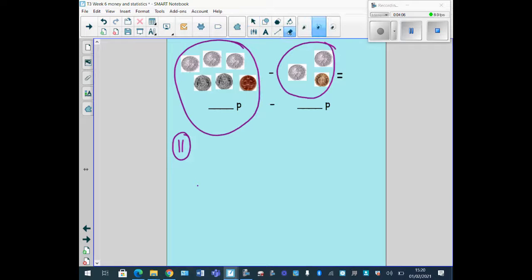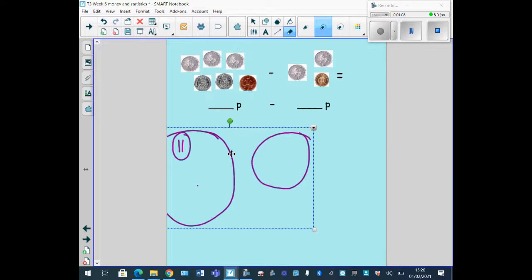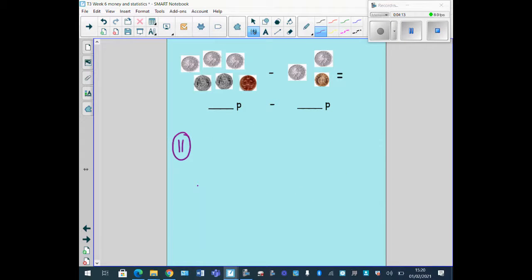Brilliant stuff. How did you get on? Could you subtract the two amounts of money? In this column we've got 10 add 10 add 10 is 30, add 20 is 50, add 20 is 72p. And my next amount is 10 add 10 is 20, add 1 is 21. So my number sentence is 72 subtract 21. And I get 51p.